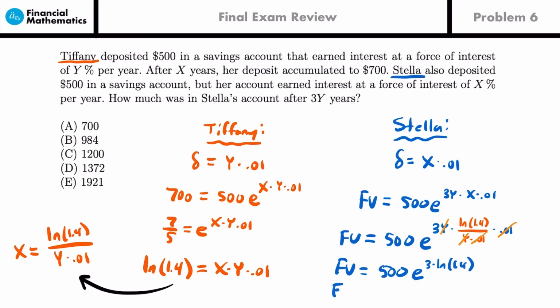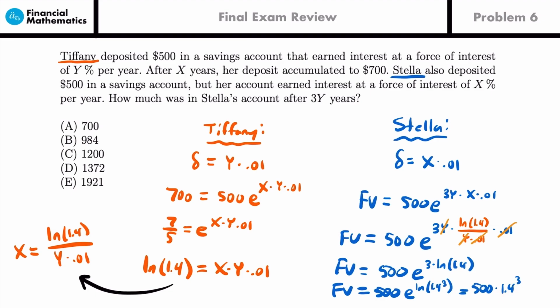So the future value will be equal to 500 times e to the power of the natural log of 1.4 cubed. But then e and the natural log will cancel out. So this just becomes 500 times 1.4 cubed. Okay, and so now what we're left over with here is a pretty simple calculation. I don't think I need to show you how to do that in the calculator. I'm just going to give you the answer here.